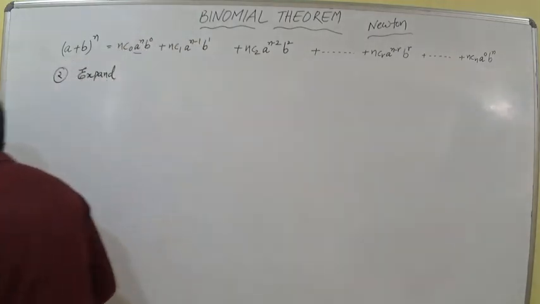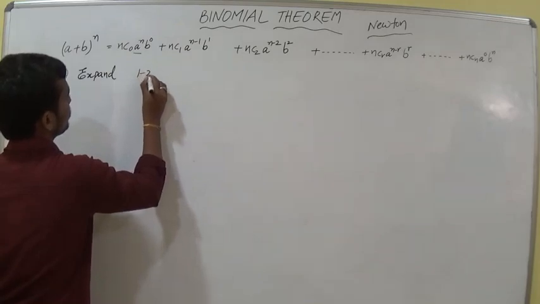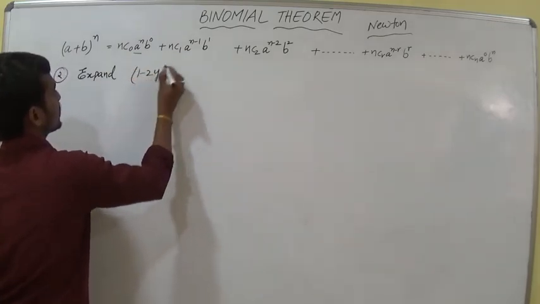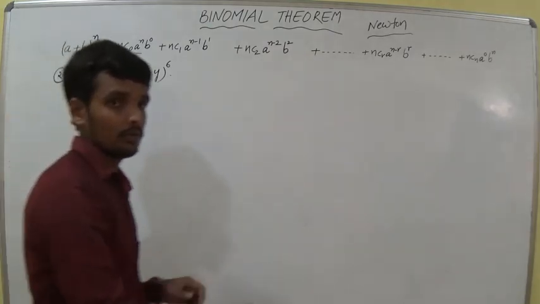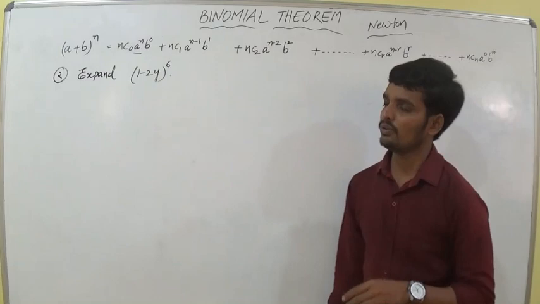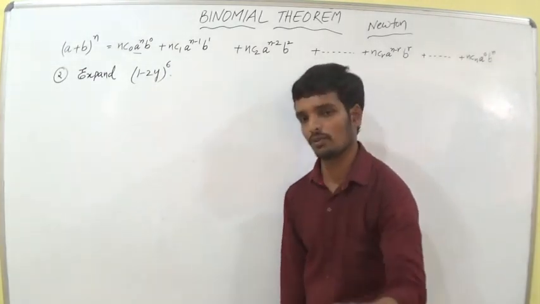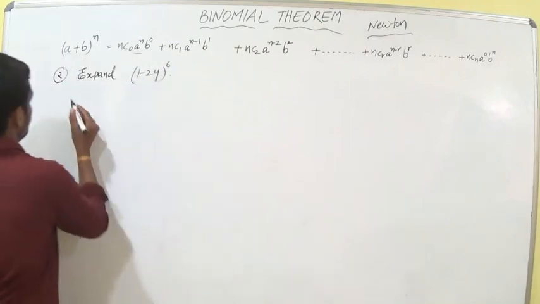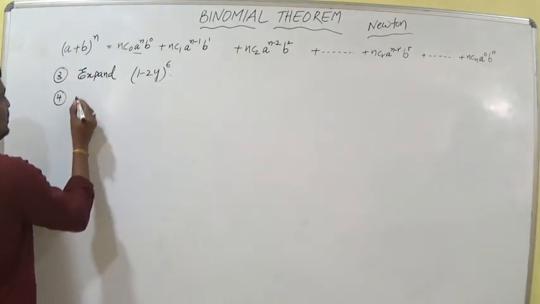I am giving the problem: (1 minus 2y) whole power x. You have to do this problem, (1 minus 2y) whole power x. If you complete this problem, you have to take one more problem of your choice and do that one more problem. So this third problem is homework for you, and the fourth problem.